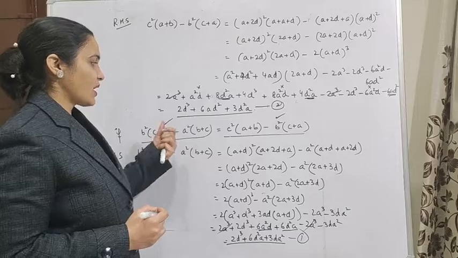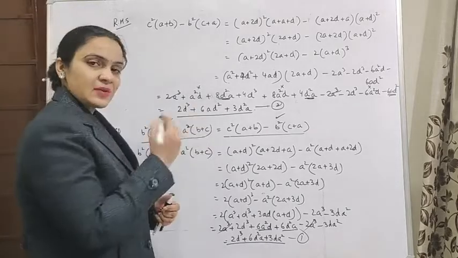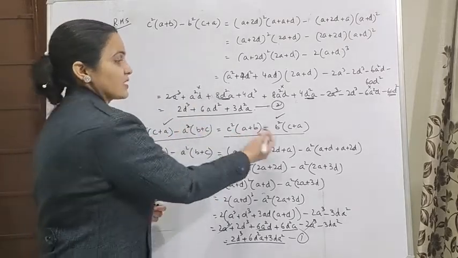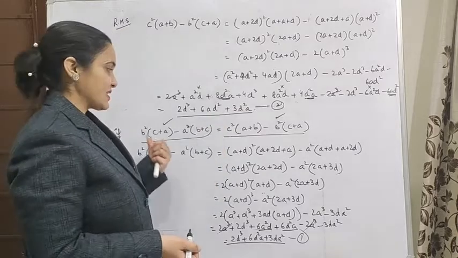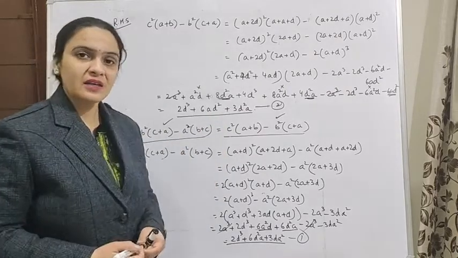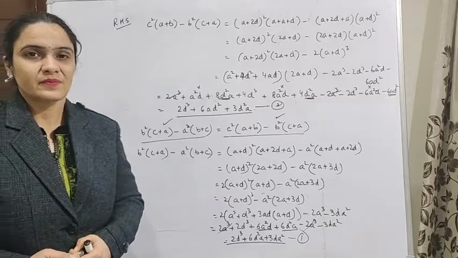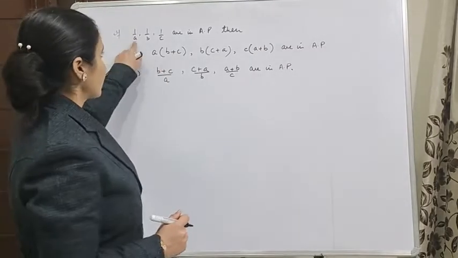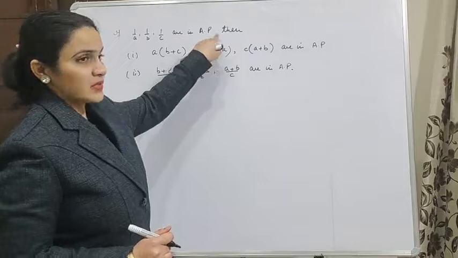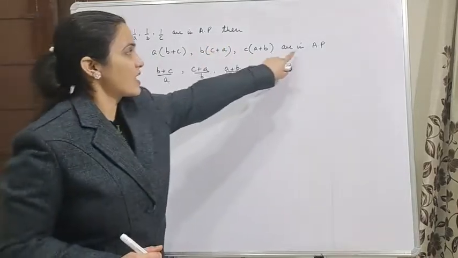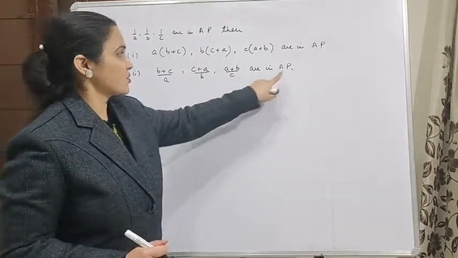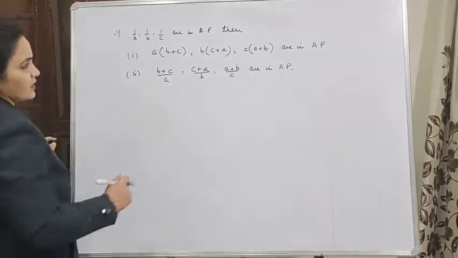Clear? So if you have common difference in both the same, this minus this is equal to this minus this, implies that these given terms are in AP. Next question, if 1 upon A, 1 upon B, 1 upon C are in AP, then prove that this are in AP and these terms are also in AP.